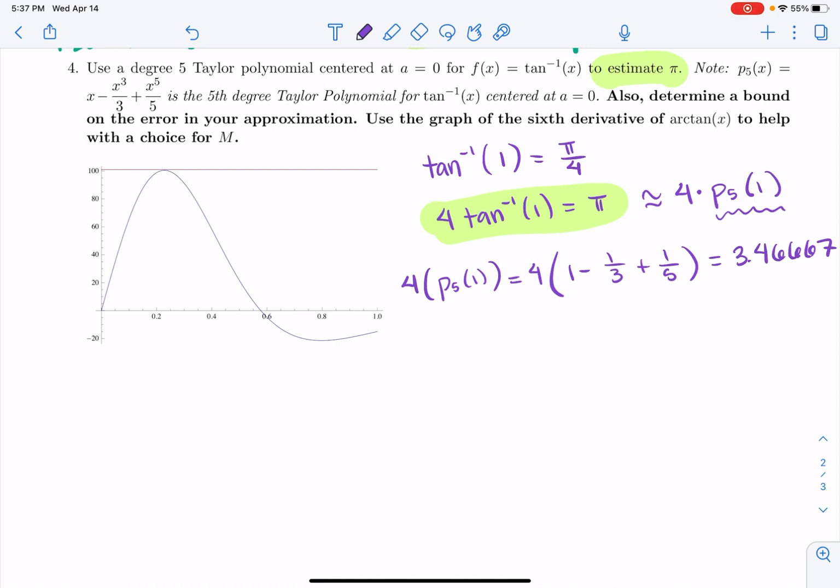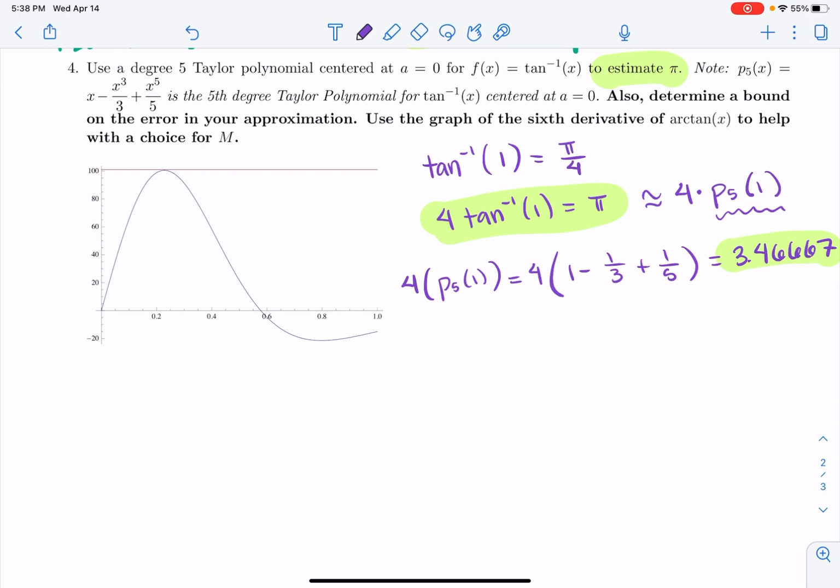So I've approximated that a little bit. So that is my estimation. That's pretty cool. That's pretty close. I mean, I know it's 3.14159, but we've at least got the 3 correct.